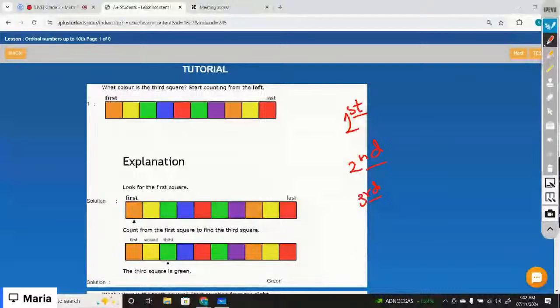For example, the question is, what color is the third square? Start counting from the left. So when you start counting from the left, the third square is green. So third basically tells you the position of the square. So ordinal numbers tell you the position of the numbers.